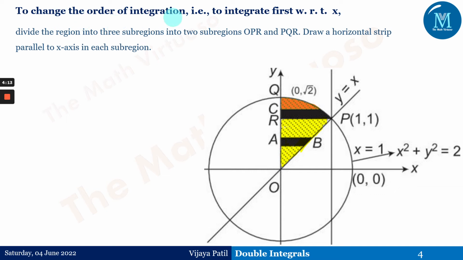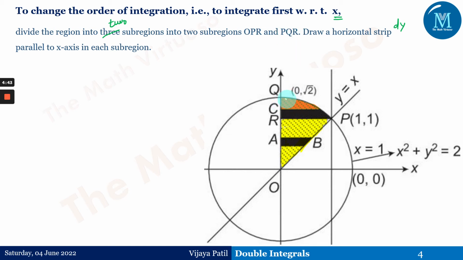Now change the order of integration, that is, integrate first with respect to x, because in the given question we have been given the inner integral for y. That means we are integrating with respect to y first. Now in the change of order of integration, we have to integrate with respect to x. Now dividing the region into, actually it's two subregions, OPR and PQR.